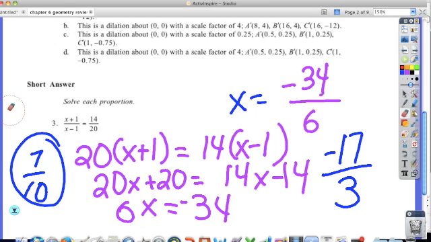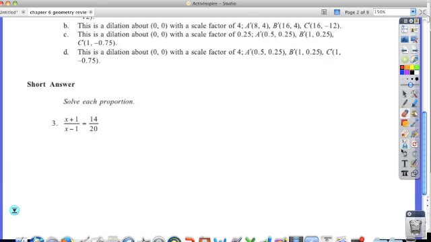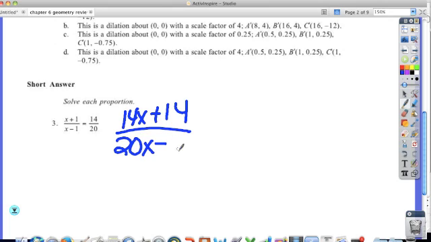Unless you did, which might be what you did, 14x plus 14 over 20x minus 20. That's not cross multiply. That's multiplying across, and that's not what you do. You do that when there's a multiplication sign in between two fractions. You multiply across, not cross.